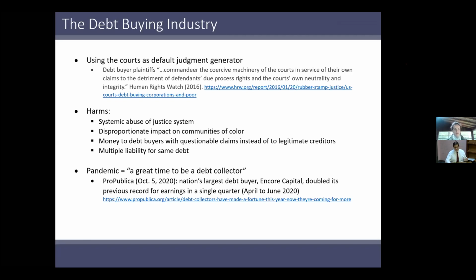Most of those cases are not being defended. Most of those people are not being represented by anybody. So there definitely is a place for advocacy in these areas. And the harms, obviously, systemic abuse of the justice system has a disproportionate impact on communities of color. And we are using our good money to pay these debt buyers whose sole purpose is to feast on people like our clients.